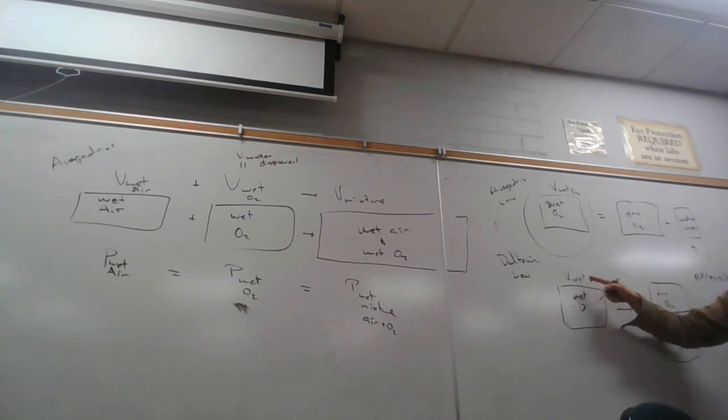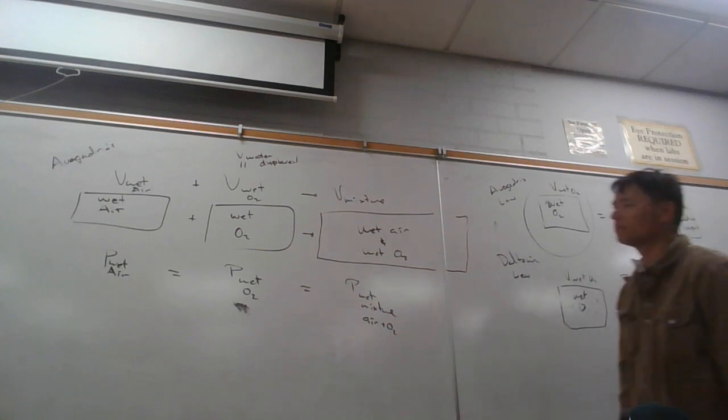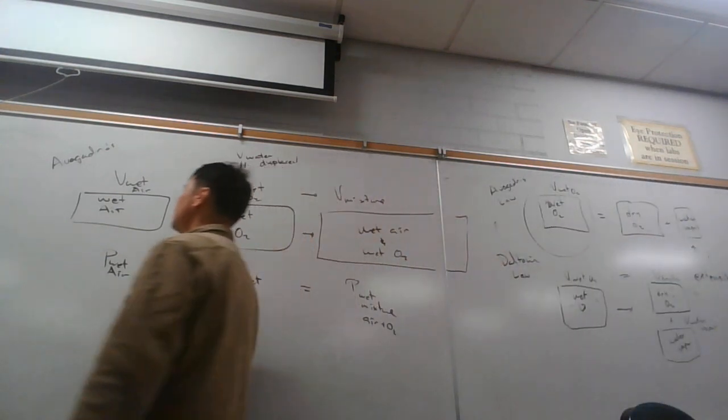In this case, the volume of the wet O2 is equal to the volume of dry O2, which is equal to the volume of water vapor. So I'm going to remove all the dry O2, put it in the same size container, and remove all the water vapor, put it in the same size container. And so all the containers are the same. Oh, so this is basically like the Chem 4 experiment. Yeah, this is Chem 4.